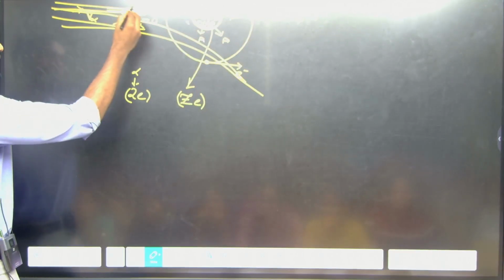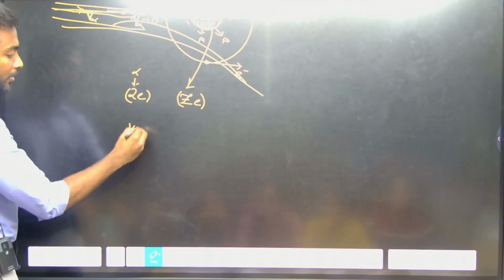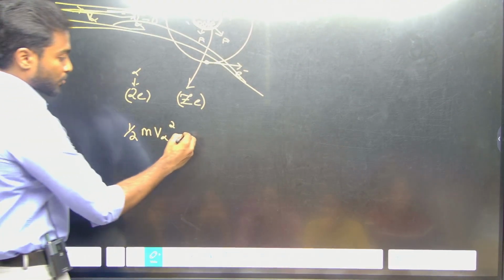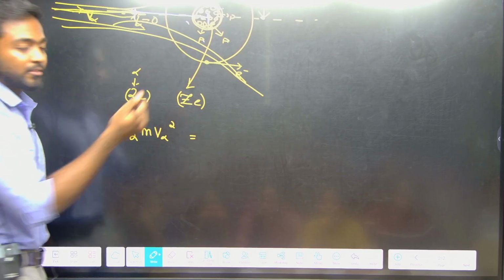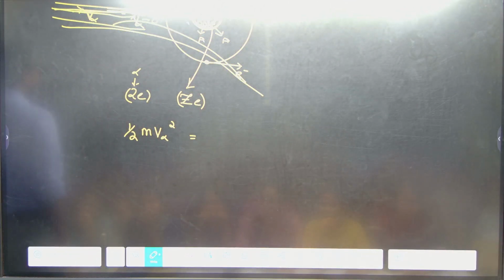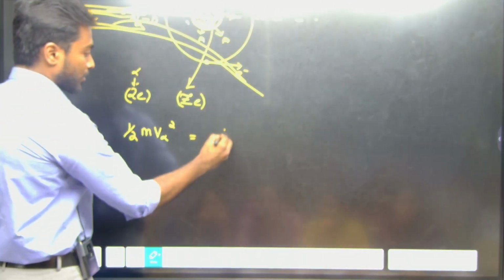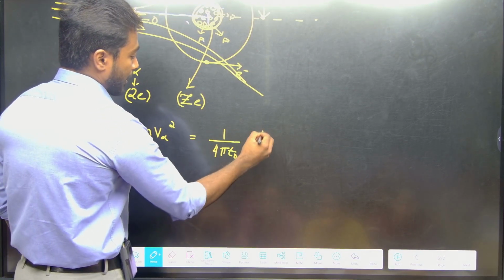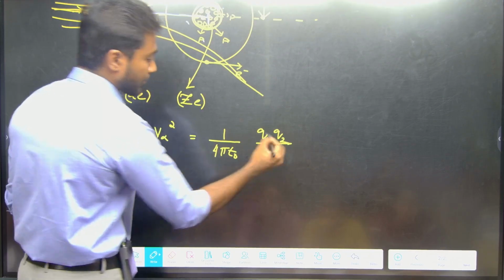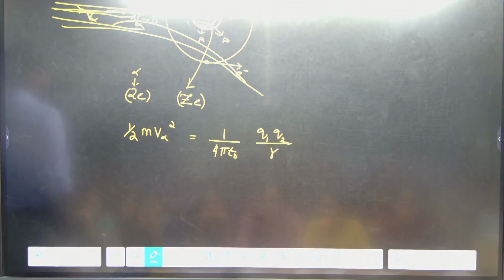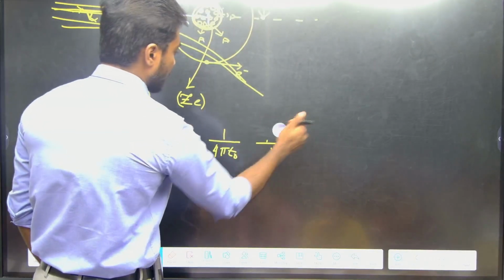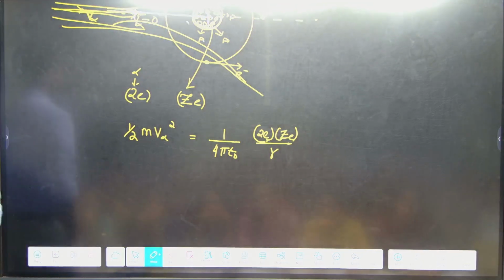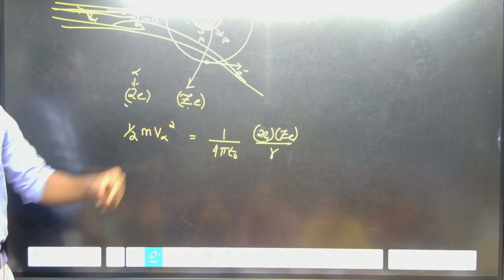So it is going with kinetic energy, which is nothing but half m v alpha square. So kinetic energy should be equal to the potential energy. The formula in electrostatics is 1/4 pi epsilon naught q1 q2 by r, the potential energy. Here q1 is 2e and q2 is ze.